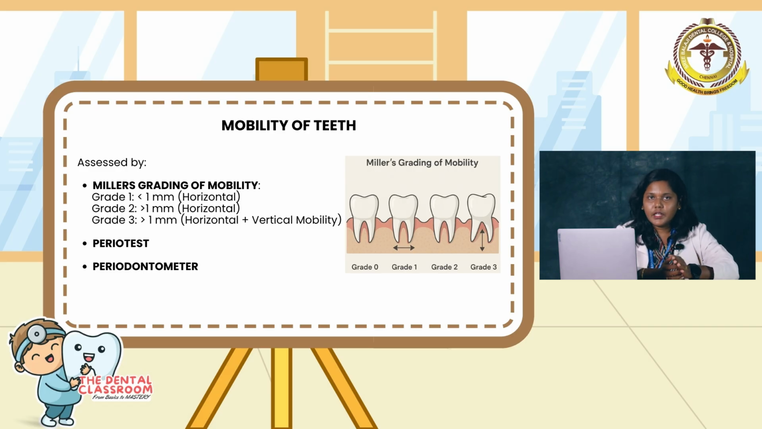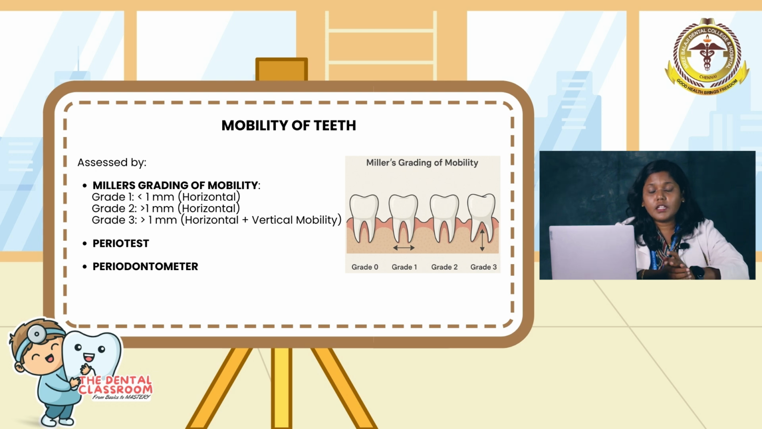If it's grade 1, there will be less than 1 mm of movement of teeth in the horizontal direction, and if it's grade 2, there will be greater than 1 mm of movement of teeth in the horizontal direction, and if it's grade 3, there will be greater than 1 mm of movement of teeth in the horizontal and the vertical direction within the sockets. Other than Miller's grading of mobility, we can also use certain electronic instruments like the Periotest and the periodontometer to check for the mobility of the teeth.